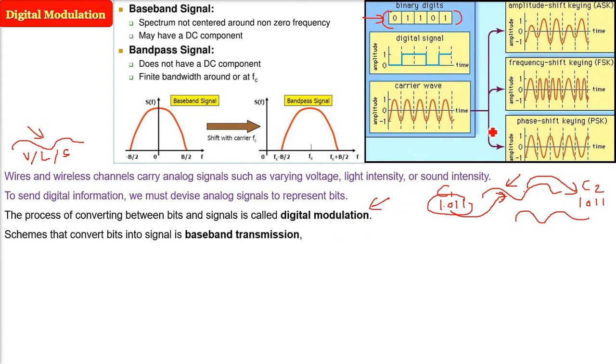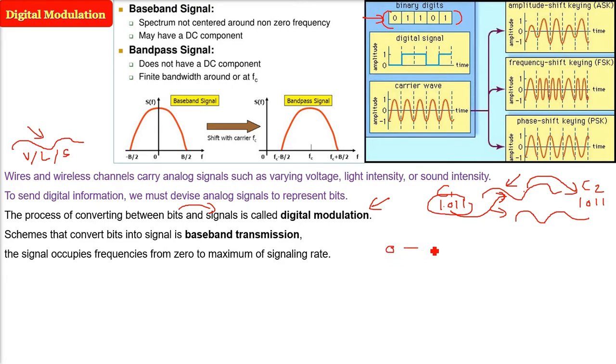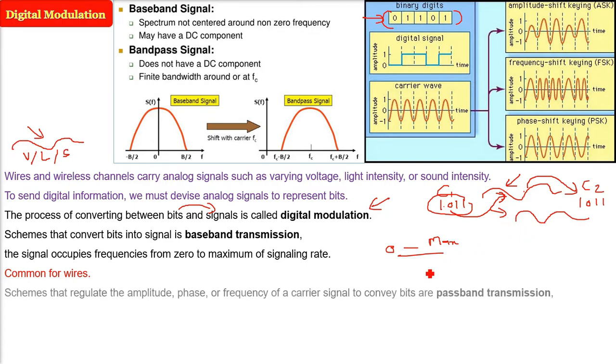So there are various schemes that convert these bits into signals, and these are called baseband transmission. I told you about baseband signals. And what is the basic thing? The signal here will occupy frequencies from 0 to a certain maximum signaling rate. Let us write it as max. This is the baseband signal. Very common to the wires, coaxial cable, twisted pair.